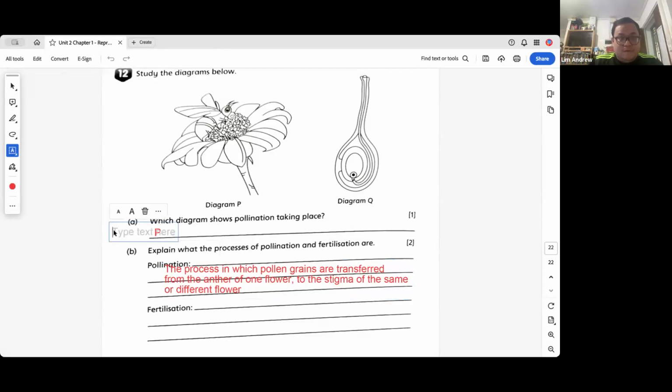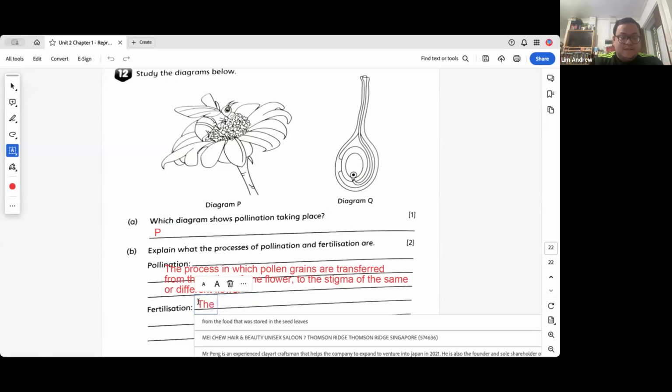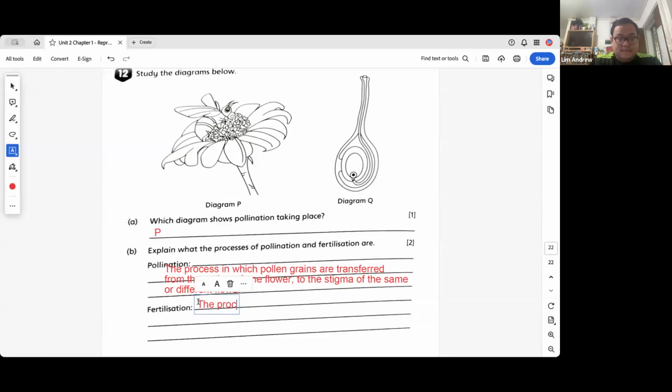All right. Now moving on to the next one. How do we explain fertilization? Fertilization is different from pollination. Fertilization is the process in which a male reproductive cell fuses with a female reproductive cell. This is how fertilization takes place.